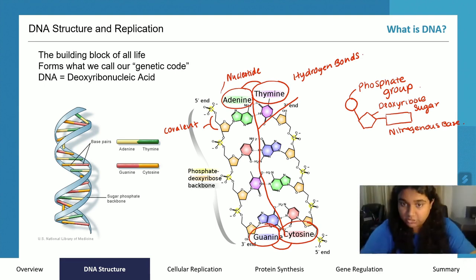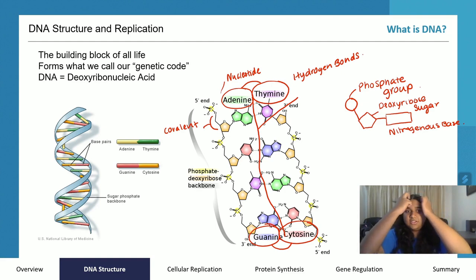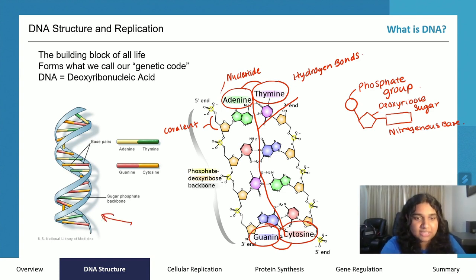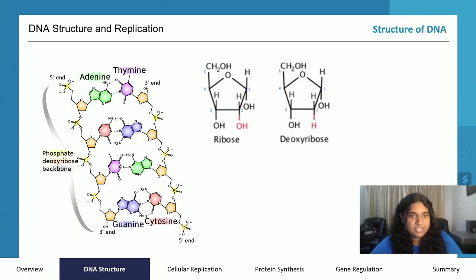DNA is a double-stranded molecule, meaning that it's got two parallel strands connected together, and they start to spiral together in a shape that we call a double helix, which is the structure that you see on the left-hand side there. In terms of the structure of DNA, it is all based around a pentose sugar. Pentose sugars are ones with five carbons in one carbon chain.